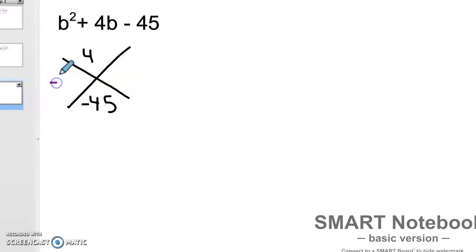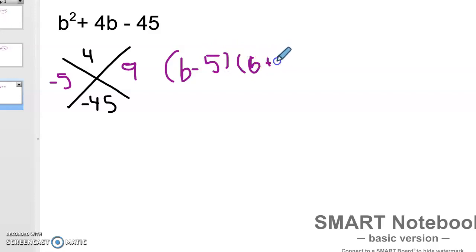So that's how I know that those are the two numbers I'm going to choose for my binomials. If you weren't sure which to make negative, and you had accidentally said -9 and +5, your sum would have been -4, so at that point you should switch the negative sign to the different number. So now we're just going to write out our two binomials again of b minus 5 and b plus 9. And that's our factored expression.